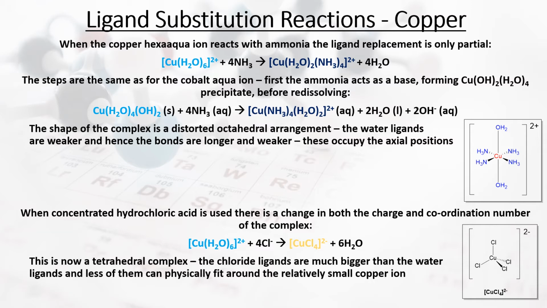Remember that as we go across a period, things tend to get smaller because we have the increasing nuclear charge for the same quantum shell of electrons. And so because we have quite a small atom and large ligands, we end up actually having a change of coordination number, a change of shape, and so our blue octahedral hexaaqua ion becomes this tetrahedral yellow copper chloride anion.